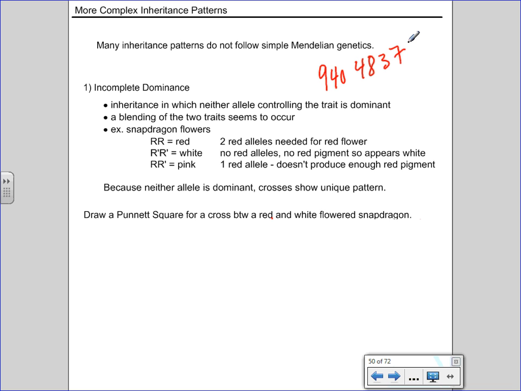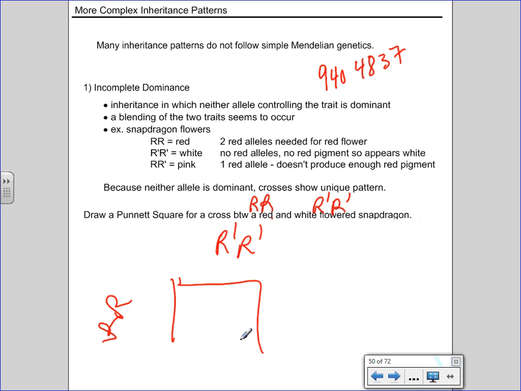Okay, so we're going to try doing a Punnett square for a cross between a red and white flowered snapdragon. Okay, so first thing, what would the alleles be? What would the genotype be for the red flower? It would be big R, big R. The white flower would be R prime, R prime. Okay, so if we have big R, big R by R prime, R prime, we'd have big R, big R, R prime, R prime.